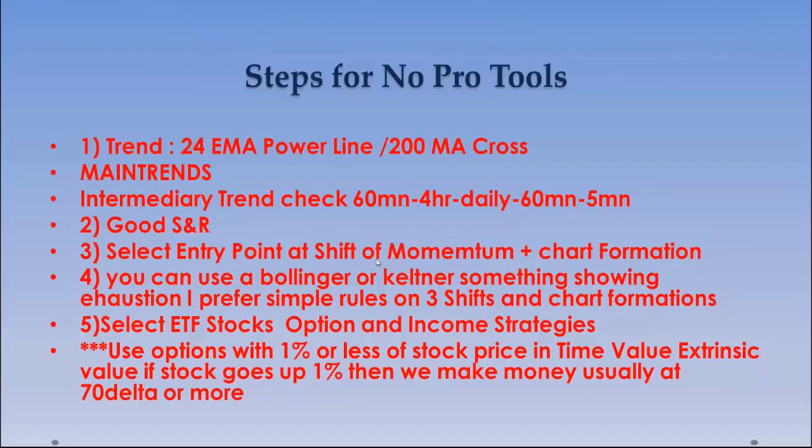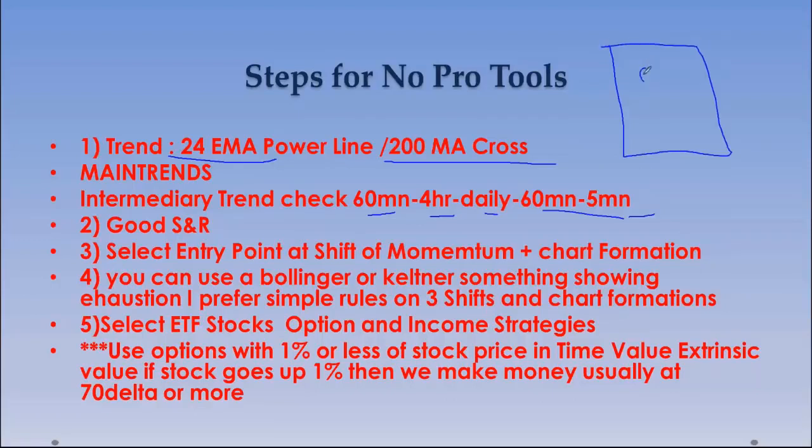Also, everyone, for the people who do not have the full Pro Tool, look at stuff like this that is helpful. 24 EMA with the 200 moving average crosses on different time frames. Watch the 60-minute chart, 4-hour chart, daily chart, 60-minute chart, 5-minute charts. I don't have to do that because all my charts have the same 27 zones. So each time I look at any time frame, it's like looking at 10 time frames.